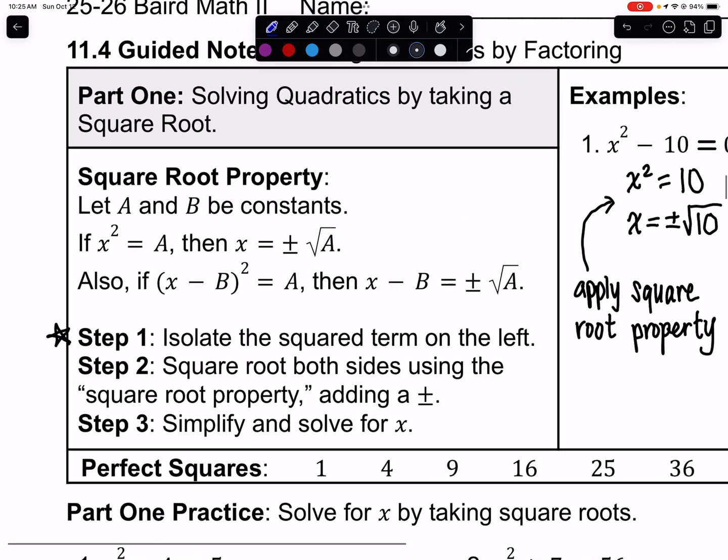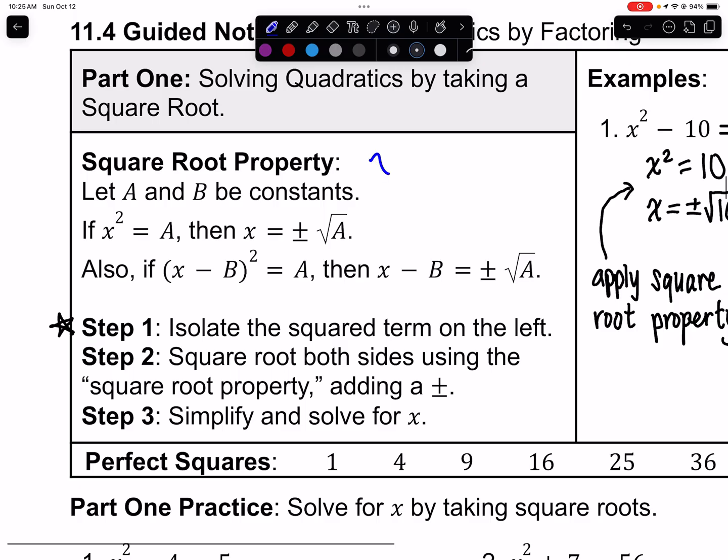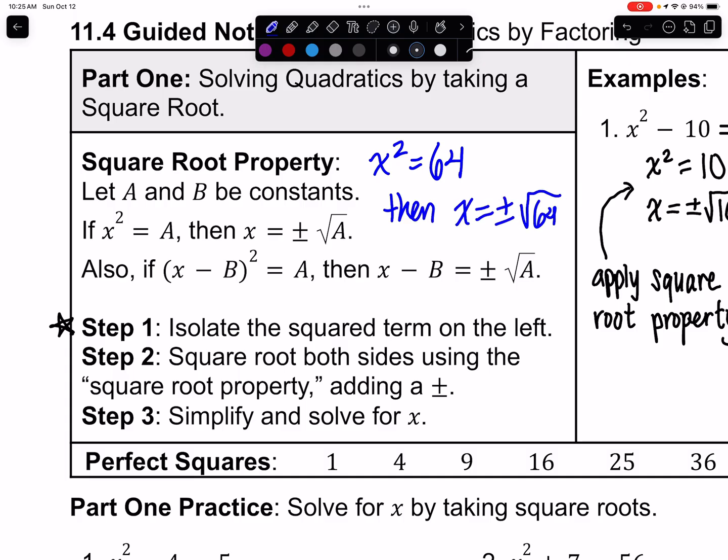So we use this thing called the square root property, and it's actually pretty simple. So if x squared equals 64, then x is plus or minus the square root of 64, which is 8. So it's just a way to go from x squared down to x, okay?